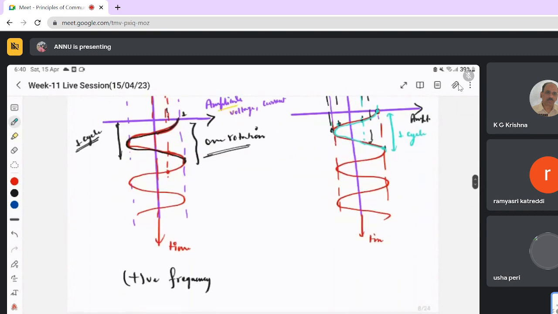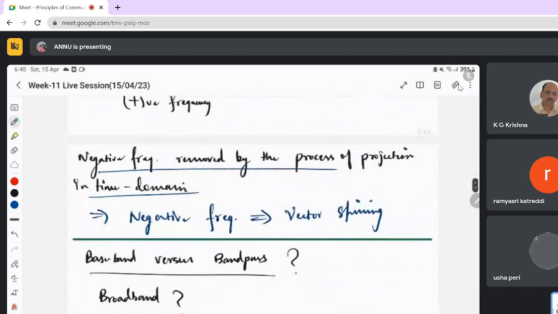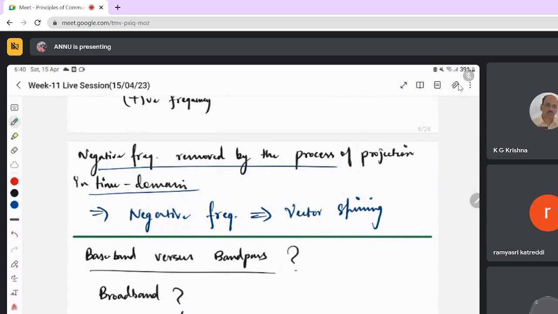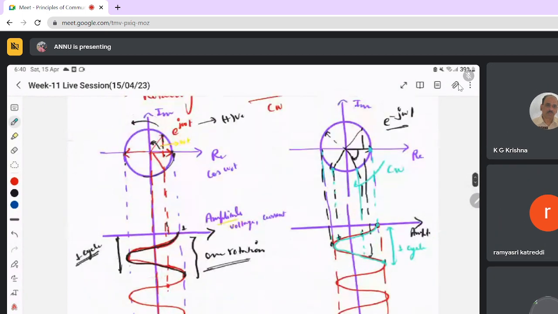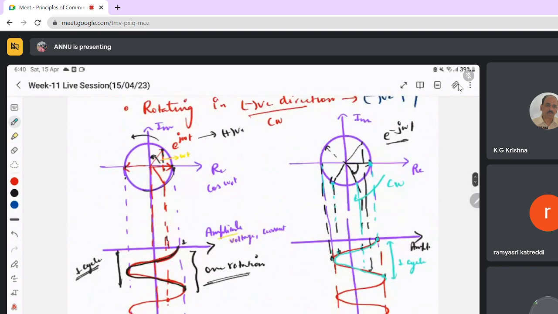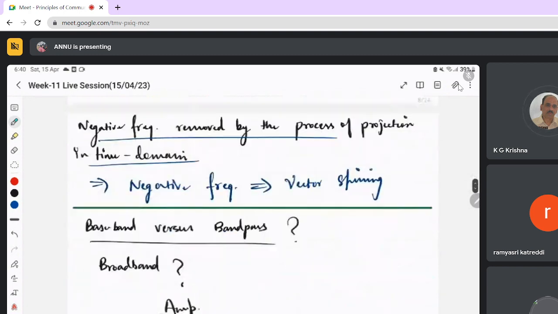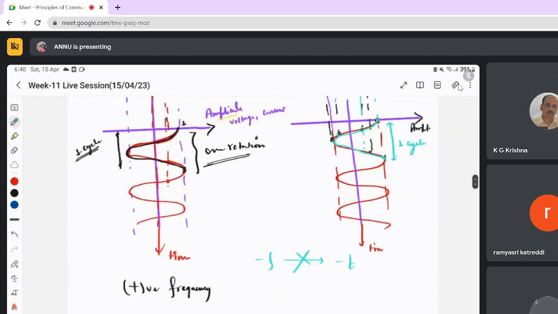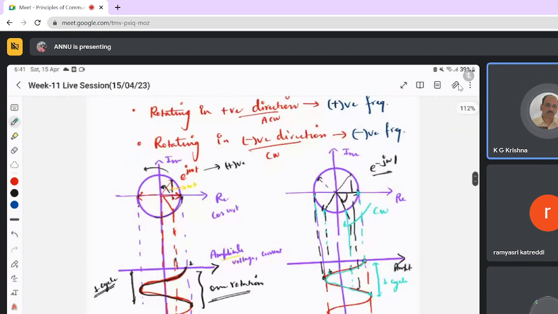So what is the answer? Negative f doesn't imply negative t. Why is this? Negative frequency is removed by the process of projection in the time domain. These values correspond to projection, and negative frequency is just a vector spinning in this time domain. I got it. Yeah, so this is all about the time domain realization.